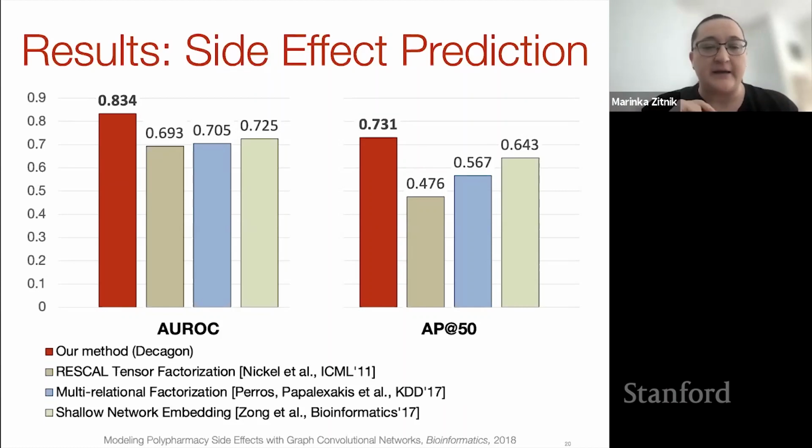And finally, Decagon was compared to a shallow network embedding model, which was a node2vec-style model. The improvement there showed that the message passing network is much better in terms of performance in this particular application than some of the random walk based embeddings at the time.